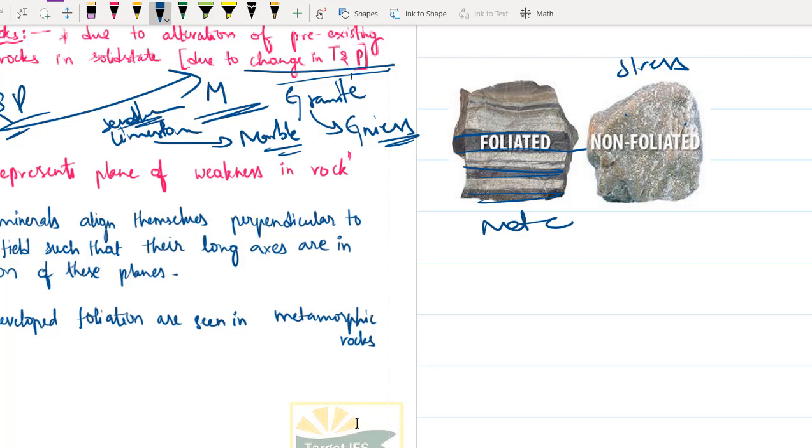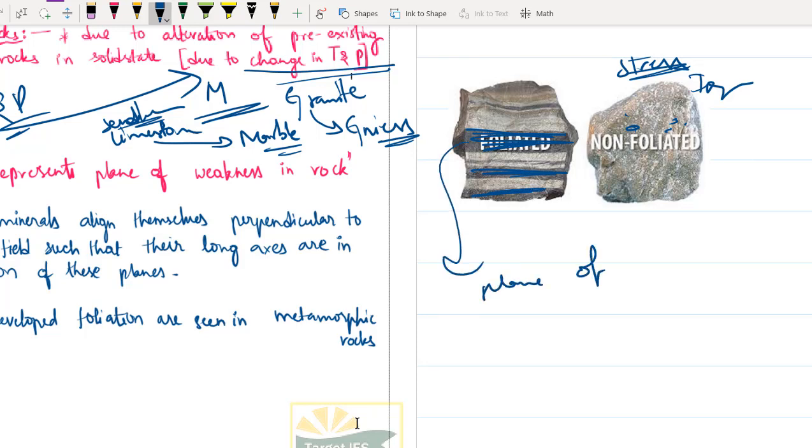It could be any type of stresses, but if you are inducing stresses in your igneous rock, what will happen? The crystals in it will rearrange themselves and you will get this foliated shape. Okay? What will this foliated shape give? It will give us a plane of weakness.